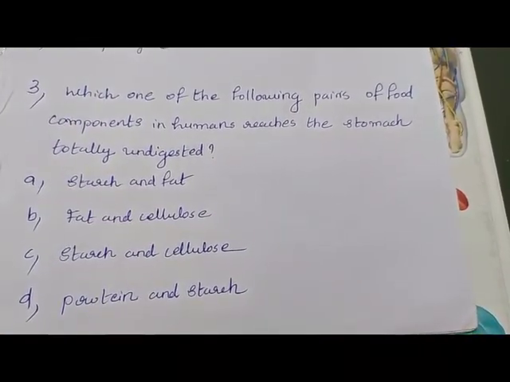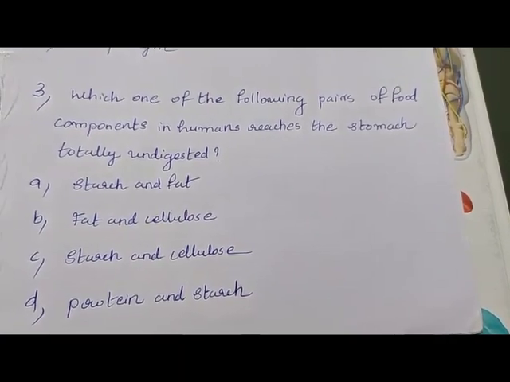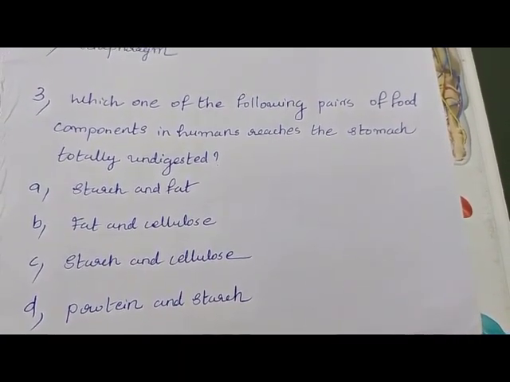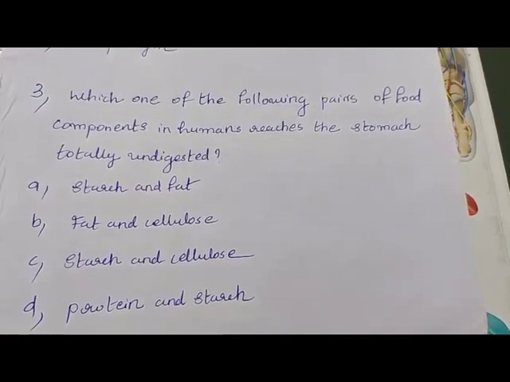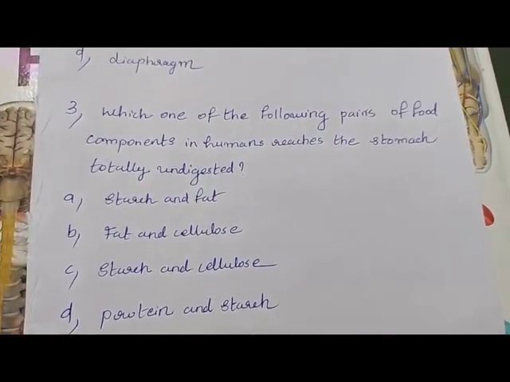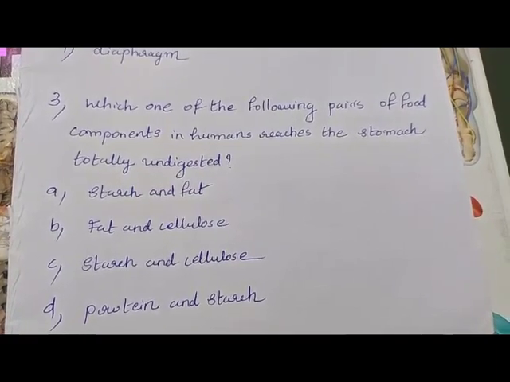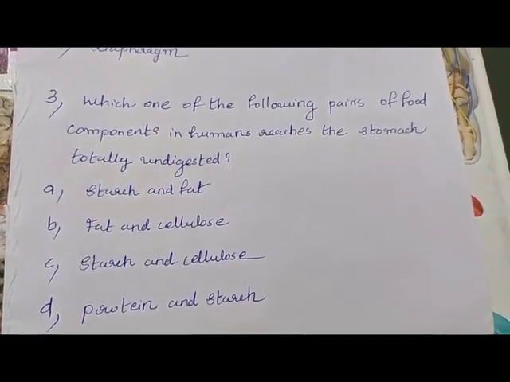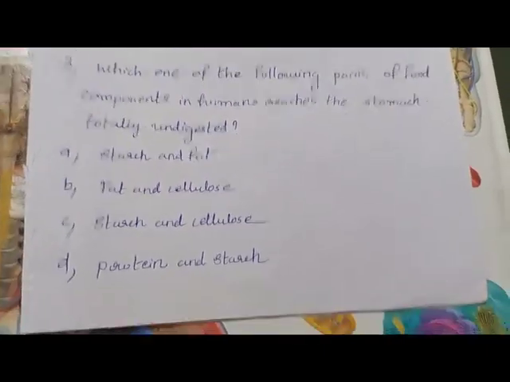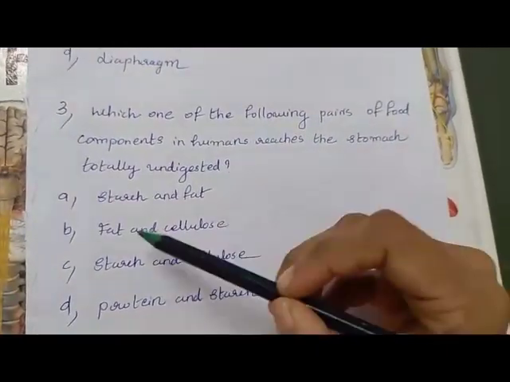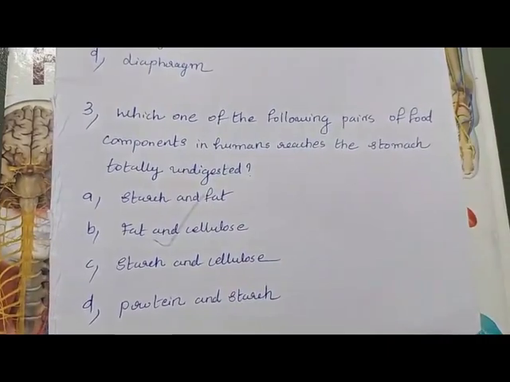Which one of the following pairs of food components in humans reaches the stomach totally undigested? Option A, starch and fat; B, fat and cellulose; C, starch and cellulose; D, protein and starch. Answer: option B, fat and cellulose.